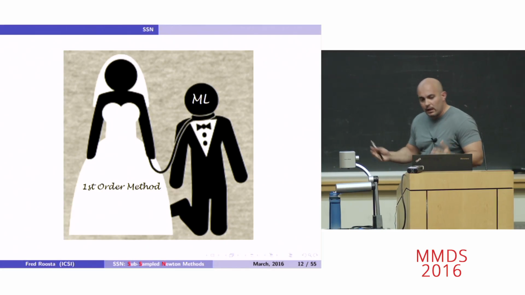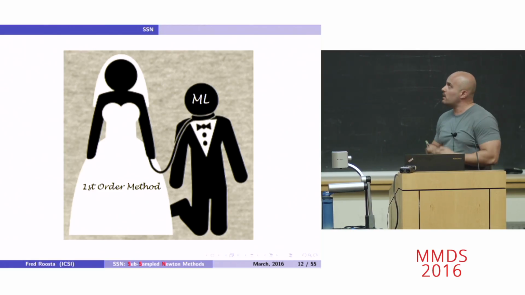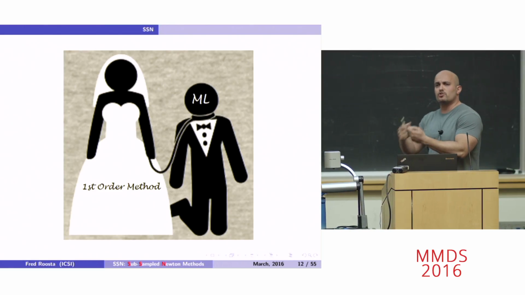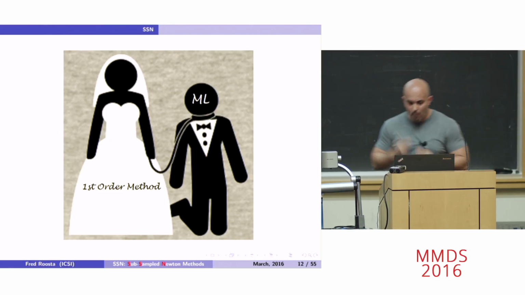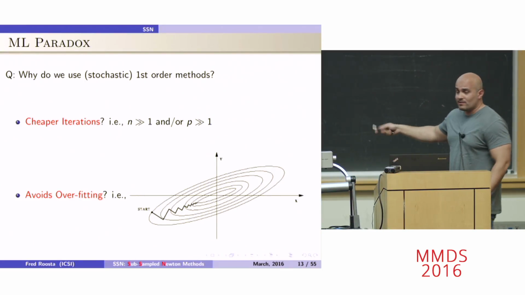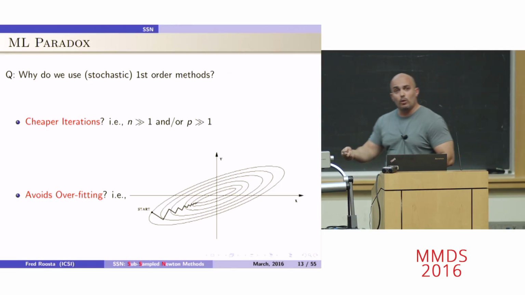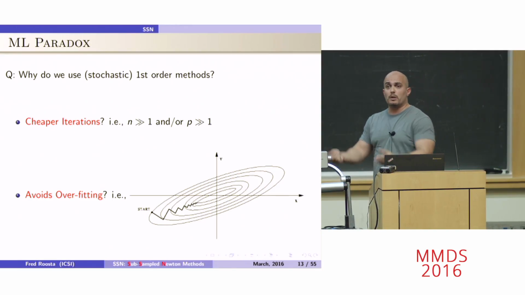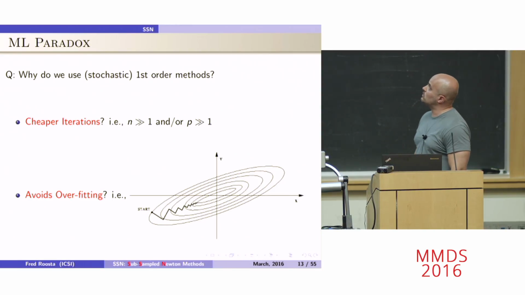No. Well, that means there is maybe some work to be done to change the mindset that exists in machine learning. So I started asking around, why do people use first order methods? Why does everybody love first order methods in machine learning?